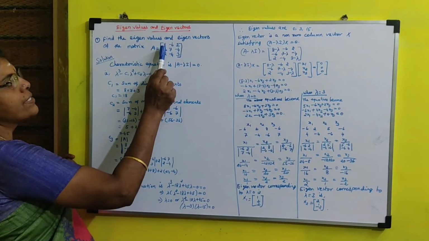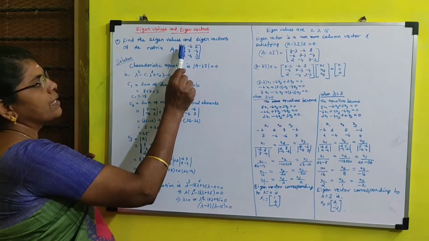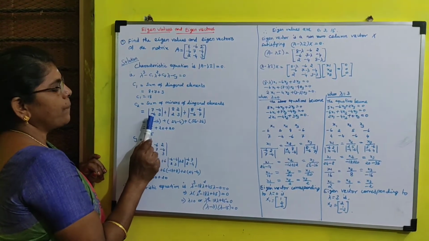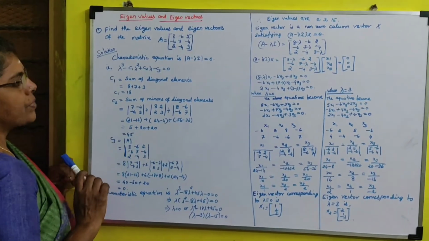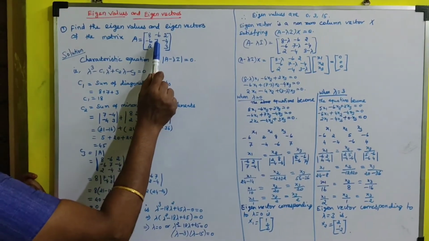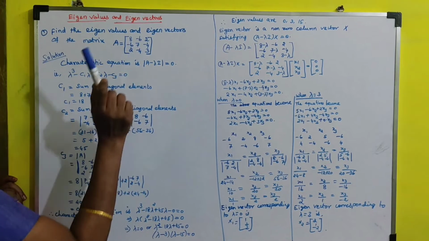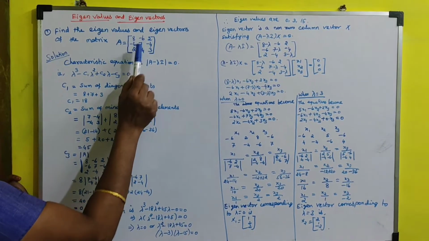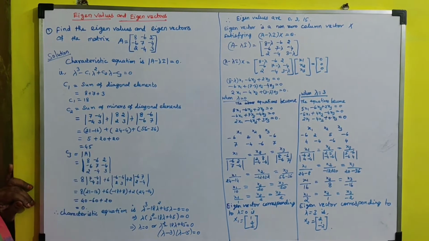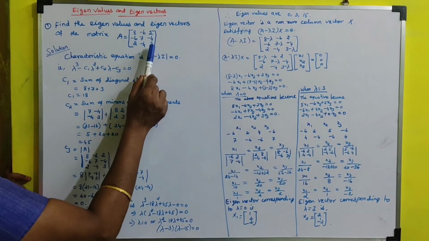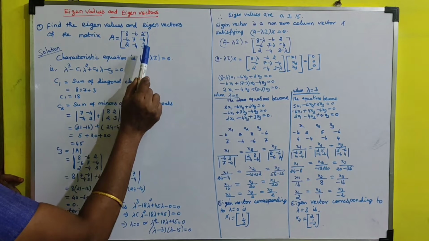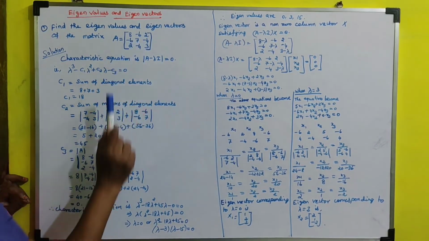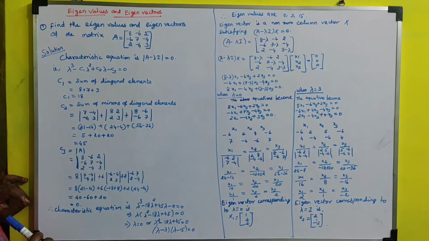C2 is the sum of minors of diagonal elements. The first diagonal element is 8. The minor corresponding to 8 is determinant of [7, -4; -4, 3]. Next diagonal element is 7. Leave this row and column. So the minor will be determinant of [8, 2; 2, 3]. And the last element is 3. For this element, the minor is determinant of [8, -6; -6, 7].